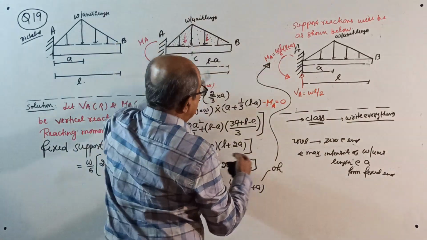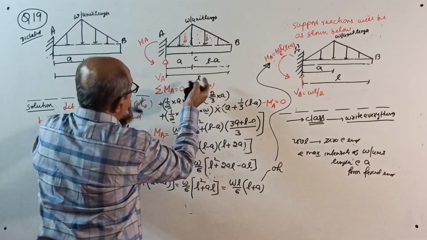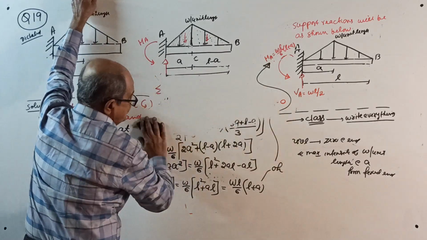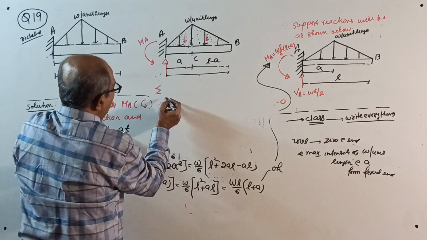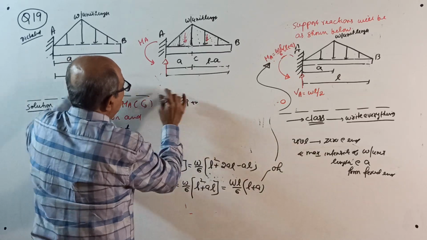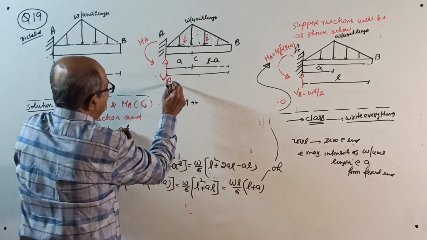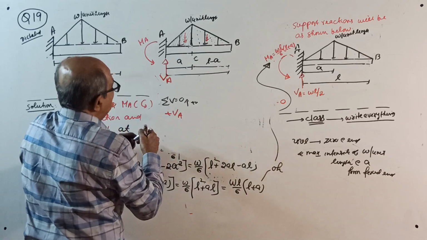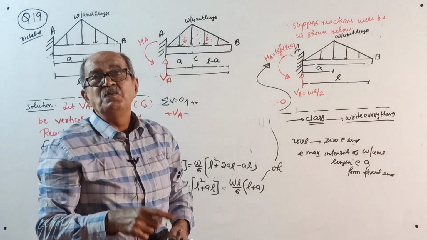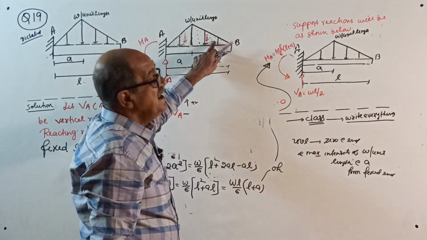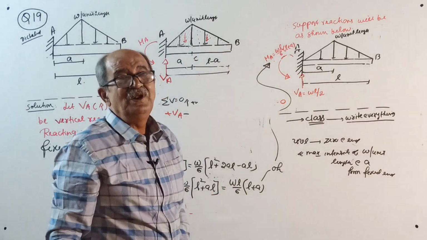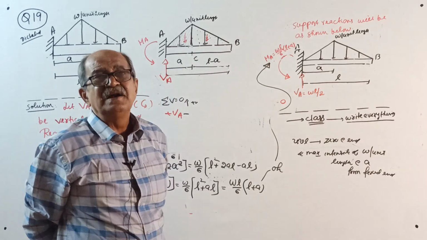Now, next, one more. I remove the sketch now. Okay, this is over now. Next, sigma V0. Sigma V0, see, upward positive. Now, plus VA minus total load. People for taking moment, they will divide into two triangles. But when you want total load, we want only area. If you divide into two parts, somebody will laugh.